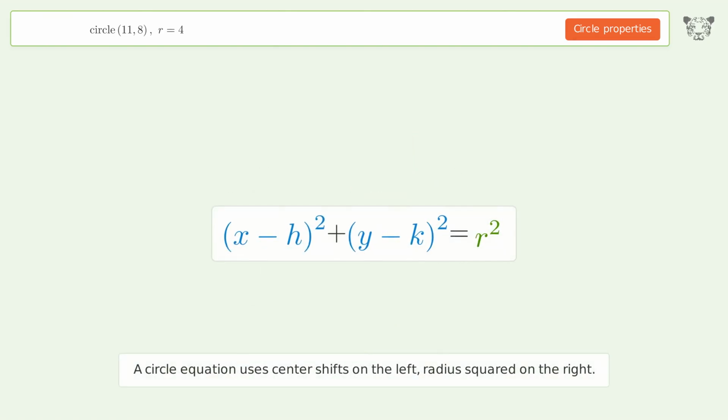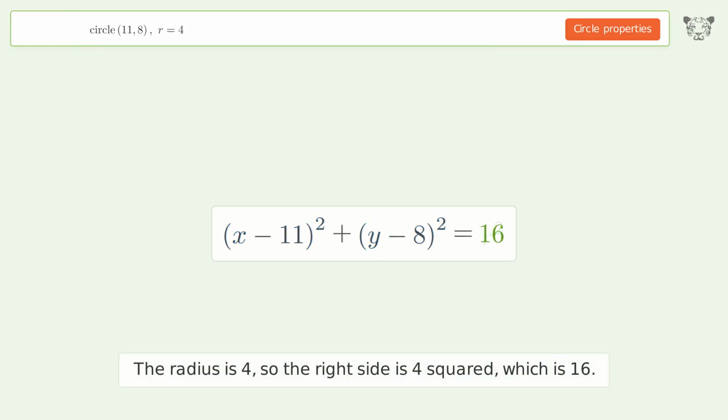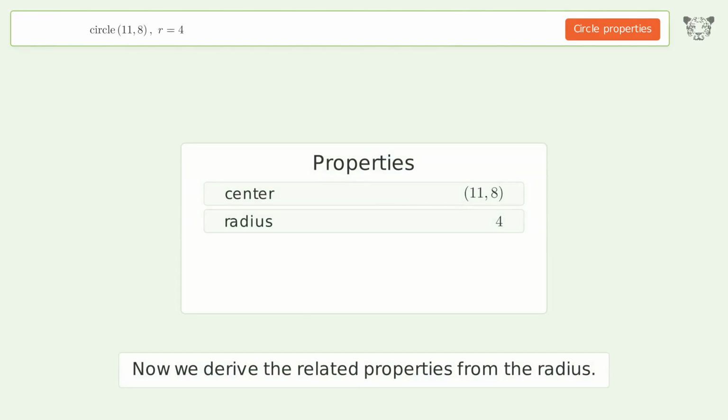A circle equation uses center shifts on the left, radius squared on the right. The signs come from subtracting the center coordinates, x minus 11, and y minus 8. The radius is 4, so the right side is 4 squared, which is 16. Now we derive the related properties from the radius.